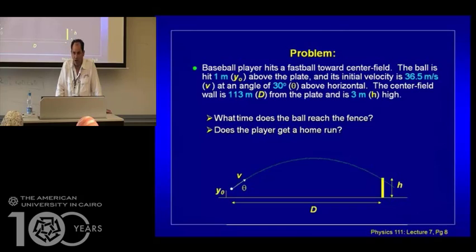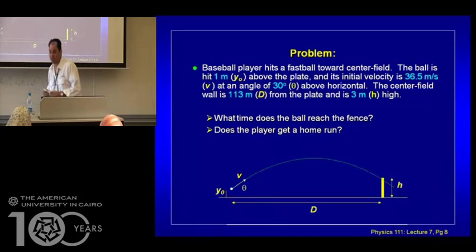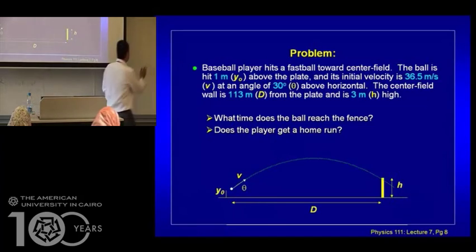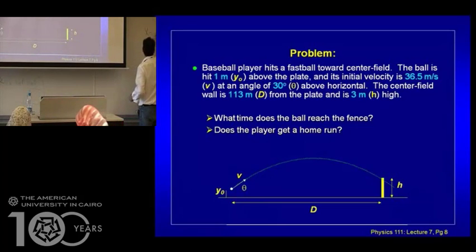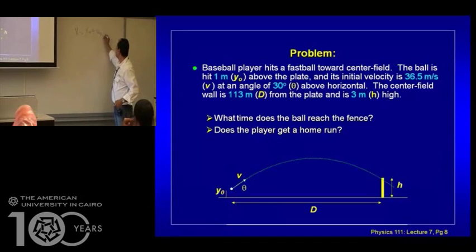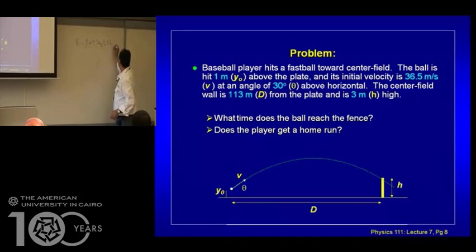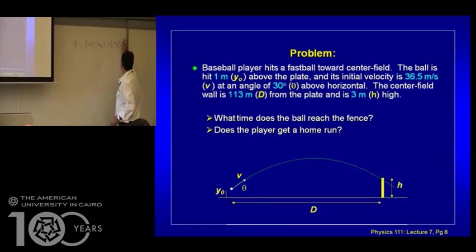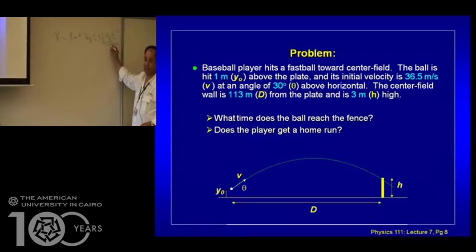So what time does the ball reach the fence? What distance will it travel before reaching the fence? D, 113 meters. So I know that it has to travel a distance, x equals x0 plus v0x t plus 1/2 ax t squared. Do we have acceleration along the x-axis? No, this is 0.